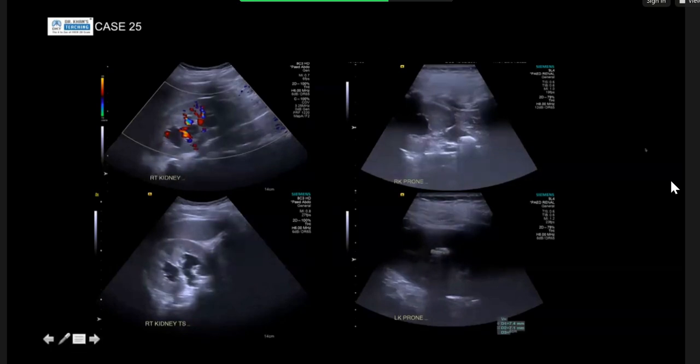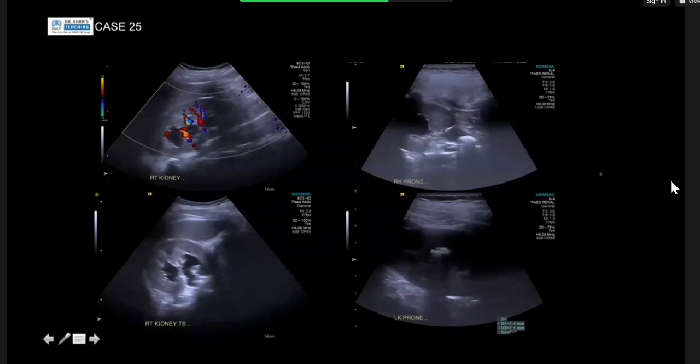Okay, sure. So at the longitudinal image of the right kidney, I can appreciate that there's a fairly normal vascularity, and in the prone images, I can appreciate that there is echogenic shadowing calculus in the covered proximal ureter. And in the transverse view, I appreciate there's mild dilatation.